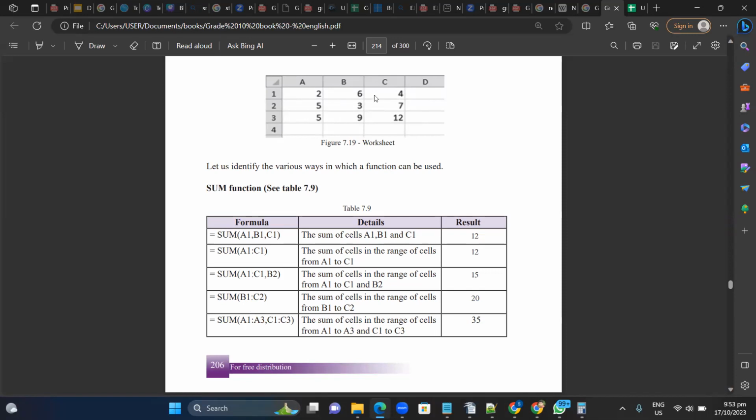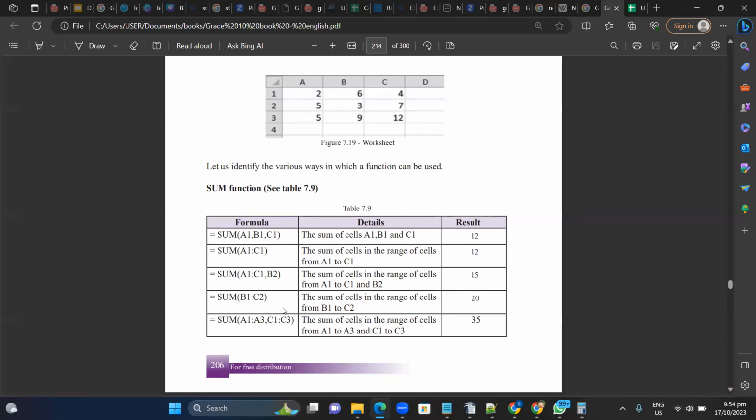Here, A1 to A3 means 12, and C1 to C3. 12 plus 12, 24, 24 plus 7 is 31, 35, because this will also be added and this will also be added. This is how we can use commas and colons. Colon gives the range, comma gives individual values. You can use a colon for ranges, and ranges also you can total with the comma.